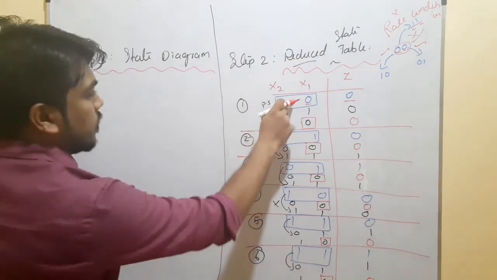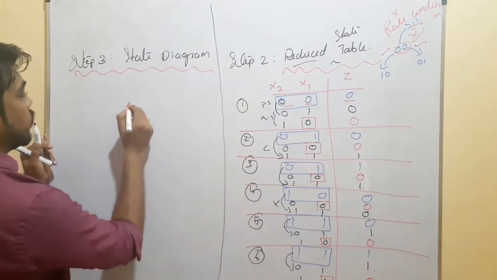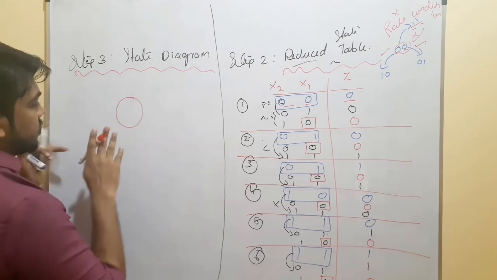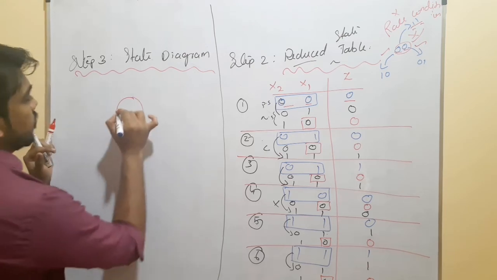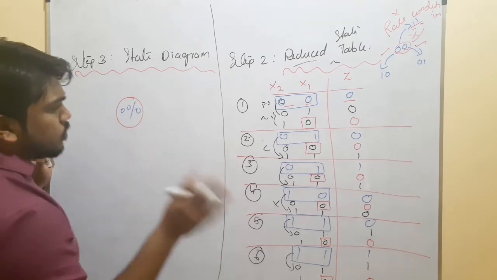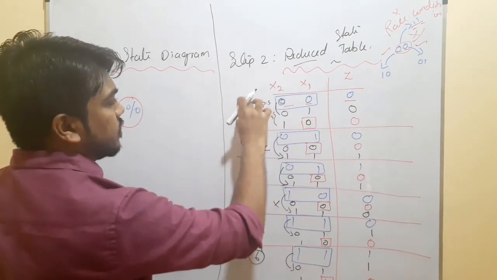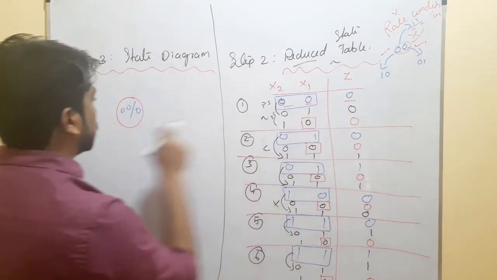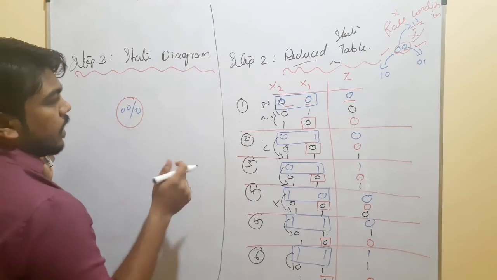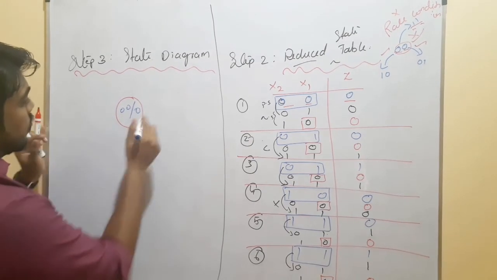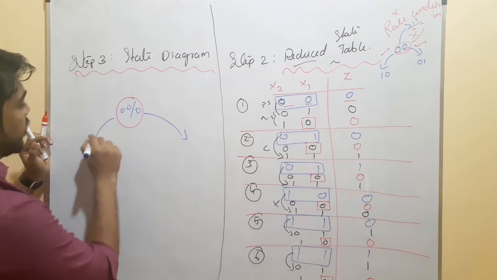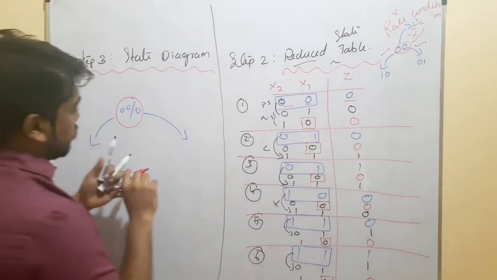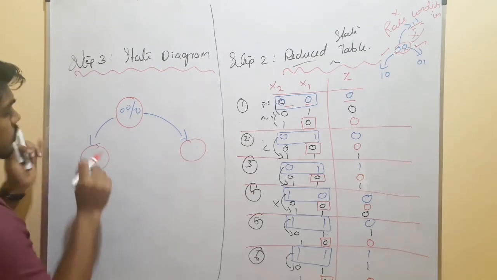So this first part I'm going to take, and I'm going to draw a circle. In that circle, check very carefully what I write: 0 0 bar 0. Don't get confused. 0 0 is your present state value, and the output is 0. So 0 0 bar 0, and this state is moving to two places. Am I right? Because this can change to 0 1 or else 1 0.